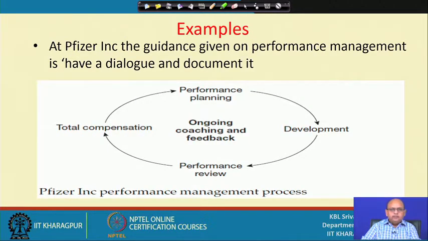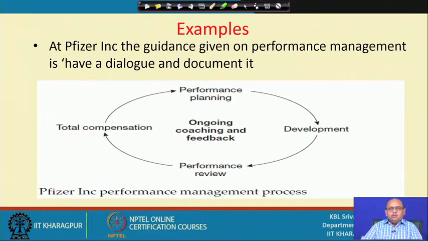Before we start discussing it, I am giving you some examples. Pfizer is a pharmaceutical organization, and this example talks about the performance management process of this organization. It starts with a performance plan, which is related to development, then moving to review, and based on this review they decide about the compensation. In the middle, you will find coaching and feedback. It means that on a regular basis feedback and coaching is provided at each and every stage.